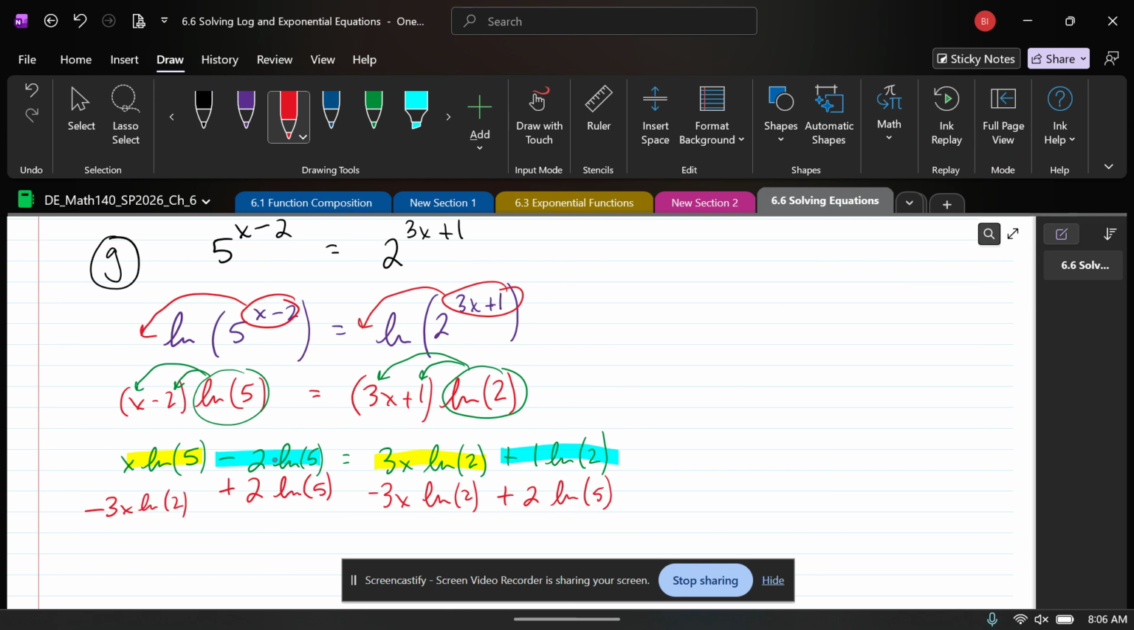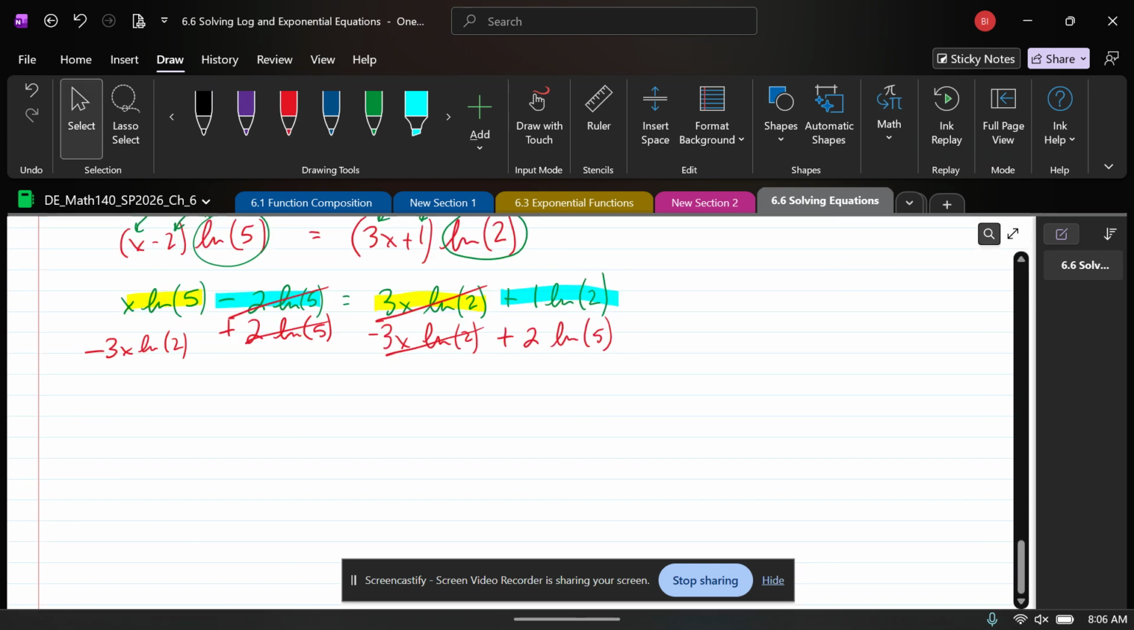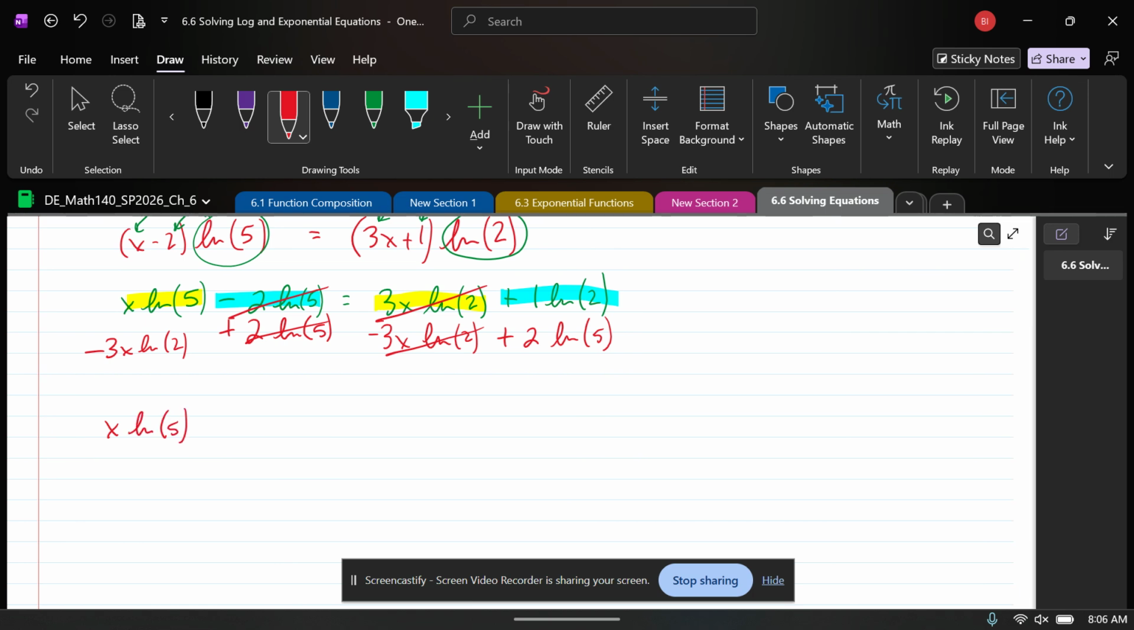Okay. So that's going to cancel out. That's going to cancel out. And then on the left side, I've got x natural log of 5 minus 3x natural log of 2. On the right side, I have 1 natural log of 2 plus 2 natural log of 5. So this stuff over here is just a number. It's an ugly decimal number, but right now we got it in its exact form.